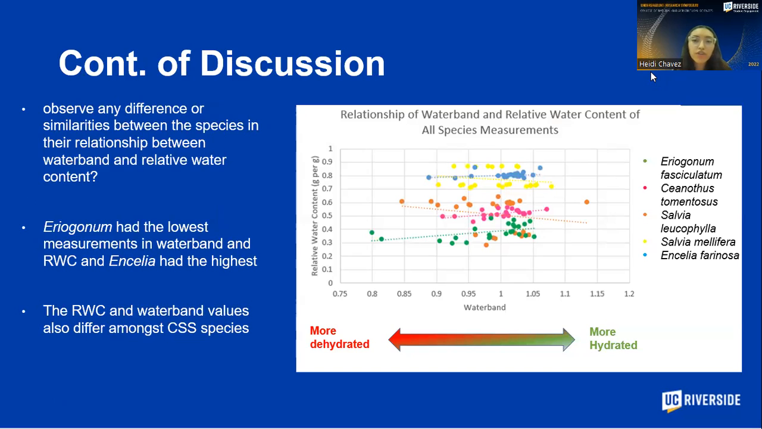Our second question for this research was observing if there were any differences or similarities in the relative water content and water band values. Once again, Eronium had the lowest values in relative water content and water band measurements out of all coastal sage scrub species, and also out of the entire set of species that we measured. Alongside Ceanothus, a chaparral species, they were the most drought resistant, being able to withstand low water amounts in their leaf compared to our other coastal sage scrub species who managed to stay more hydrated compared to Eronium and Ceanothus.